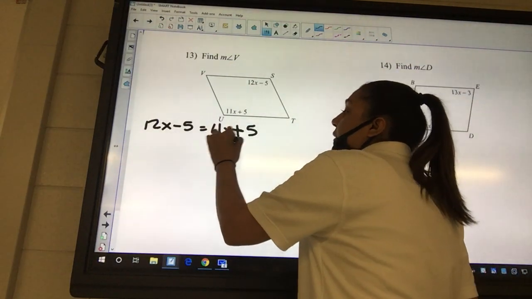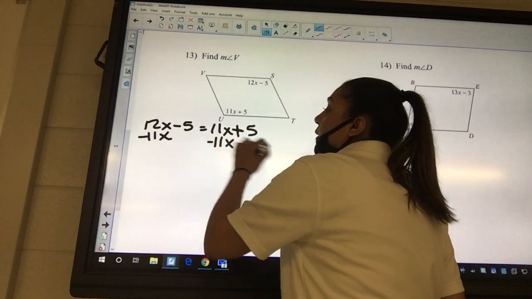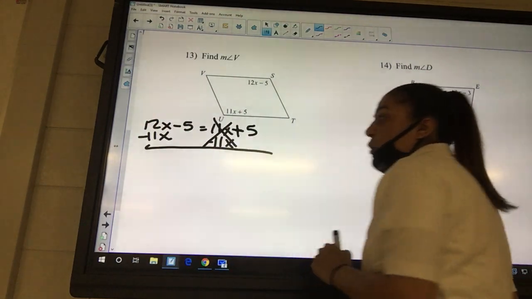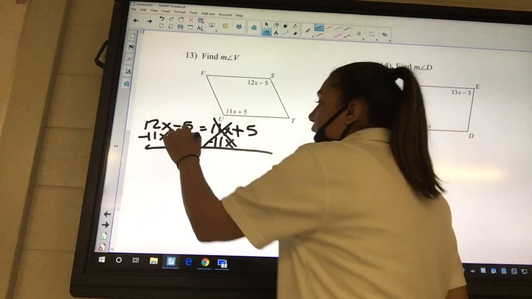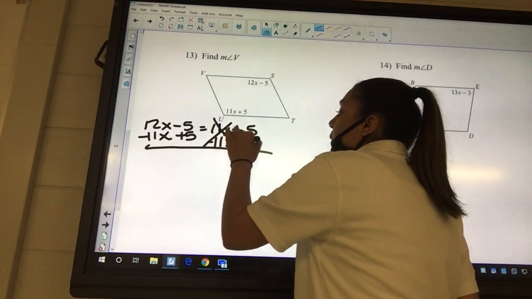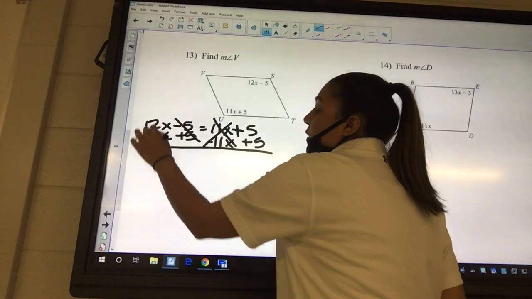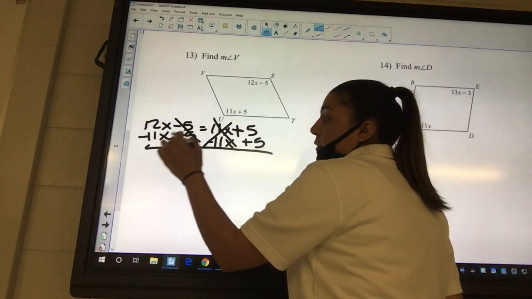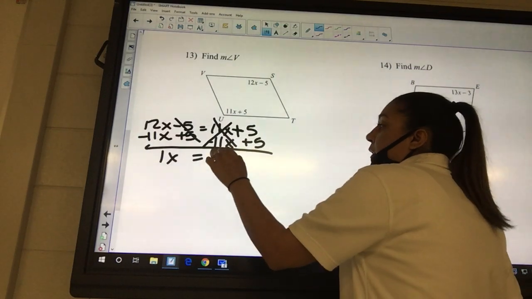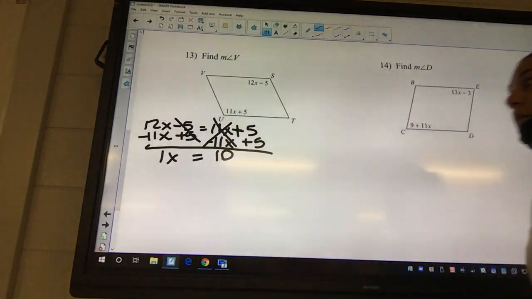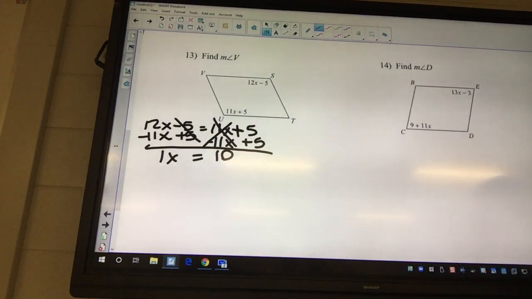Okay, so move the 11x. What else needs moved? The 5. Okay, which 5? The negative 5. So we're going to say plus 5 on both sides. Okay, so 12x minus 11x, 1x, equals, and I got 5 plus 5, 10. 5 plus 5. You guys get the first one right, not the second one.